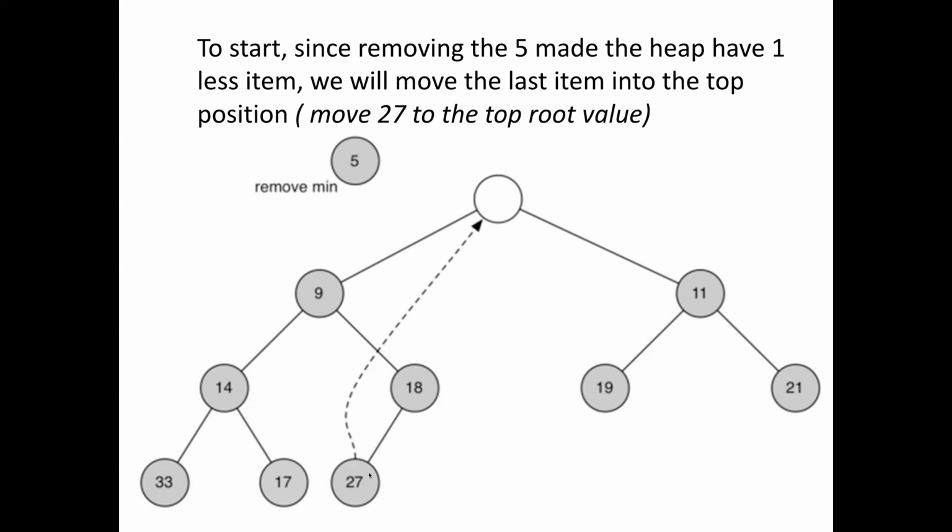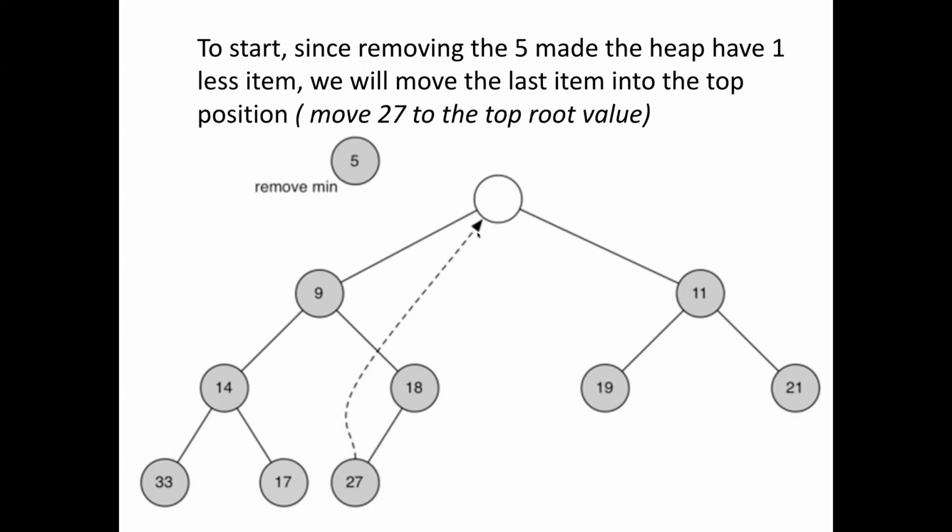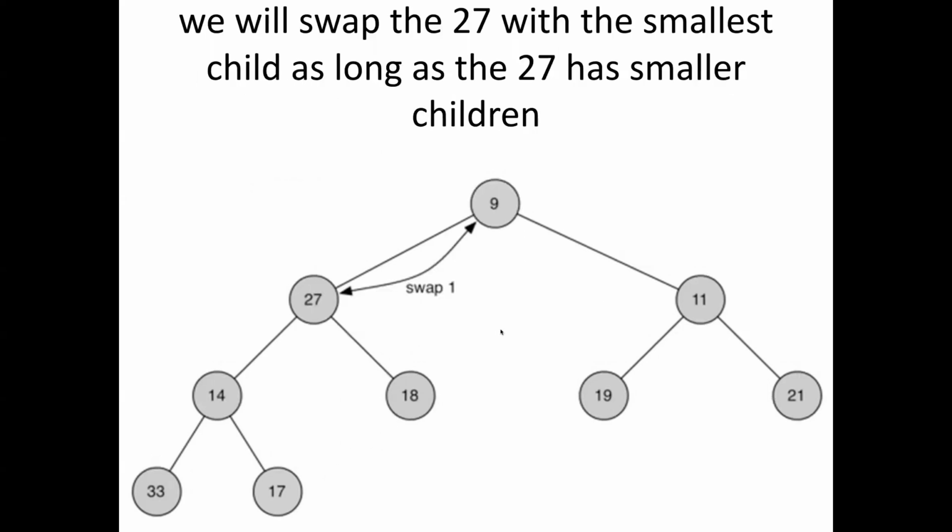Well, bigger than the children, right? It may not be bigger than its neighbor, so that's fine. But you take the last element and put it into the top position. Now, 27 is obviously heavier than both children. That's fine, because what we're going to do is swap with the minimum child, because of 9 and 11. If you want to make it lighter, you swap with the minimum child. So this one is also lighter than 11, right? So you swap with 9, not 11.